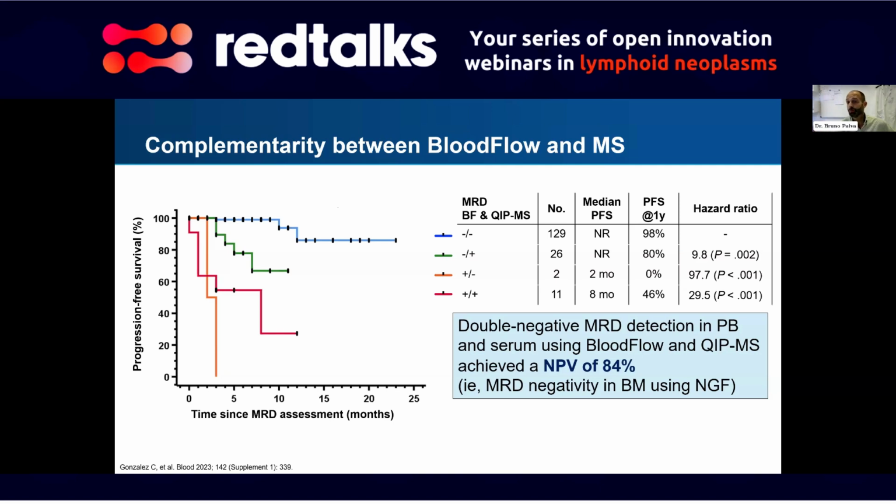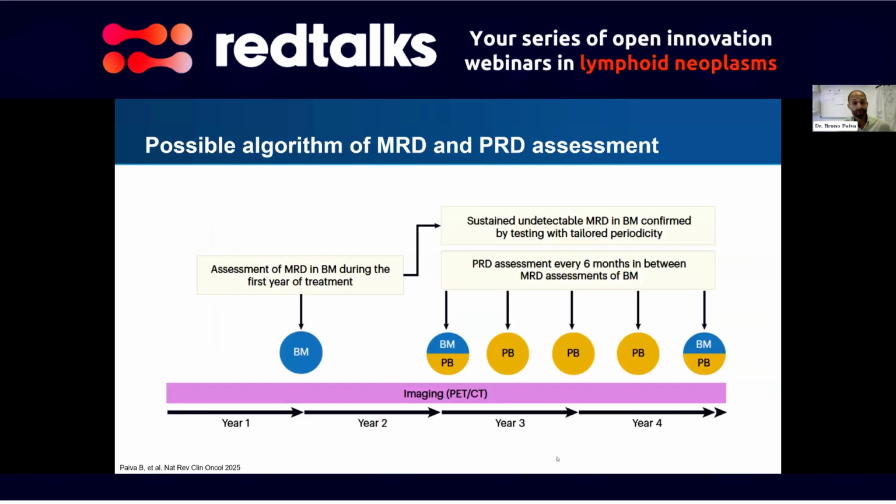By contrast, if it is positive, you know it will be positive in the marrow. You don't need to perform the bone marrow aspirate. And this is where we would like to go: collect more and more data to make a reality what is currently a possible hypothetical algorithm of MRD and PRD assessment.